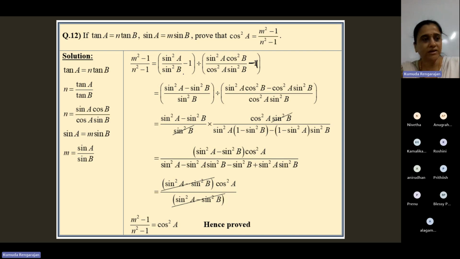Then we have to take the common denominator. So here sine square B is the common denominator. Here this one is the common denominator. All right. Then after that, reciprocal, right? Reciprocal of the division sign. So make this multiplication and take this up and bring this down. Correct?